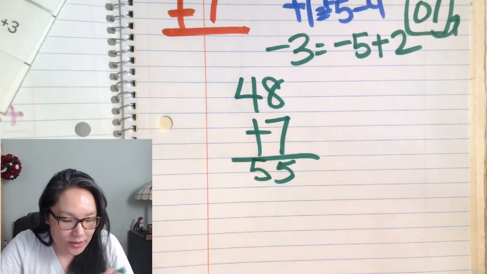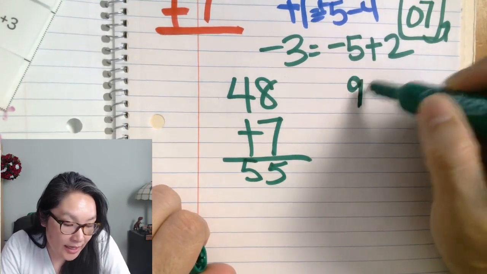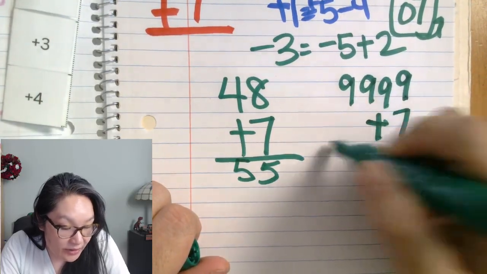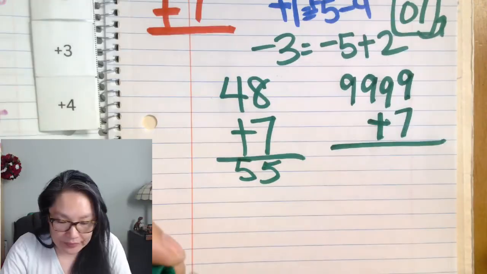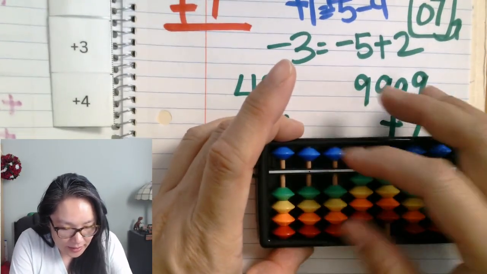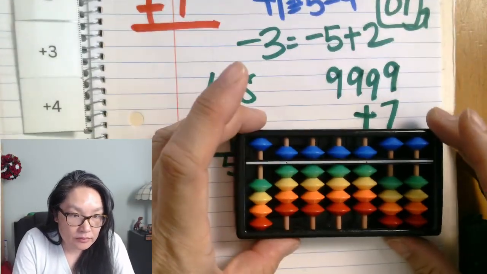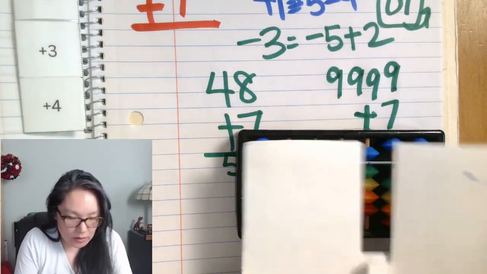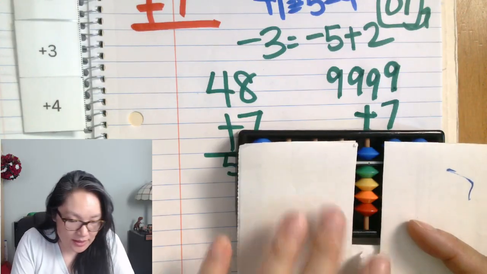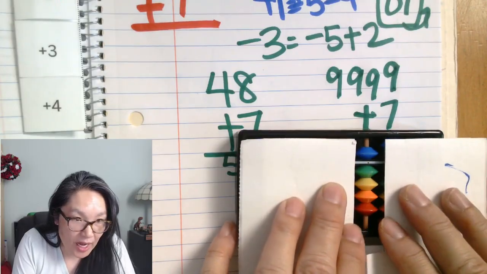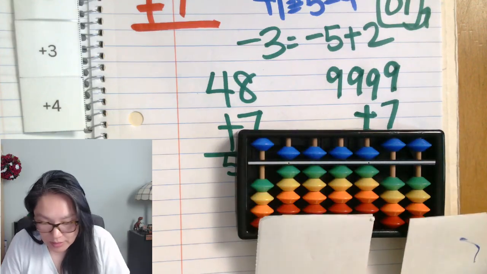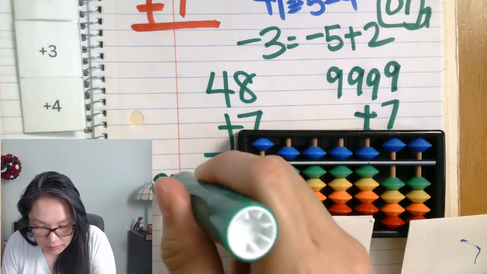Let's do this one. 9999 plus 7. Oh my God, what are we doing? 9999, we add 7. We want to add 7, but we cannot add 7. What do we do? We plus the 5, which is plus the 10 minus the 3. Right? That's what we do.